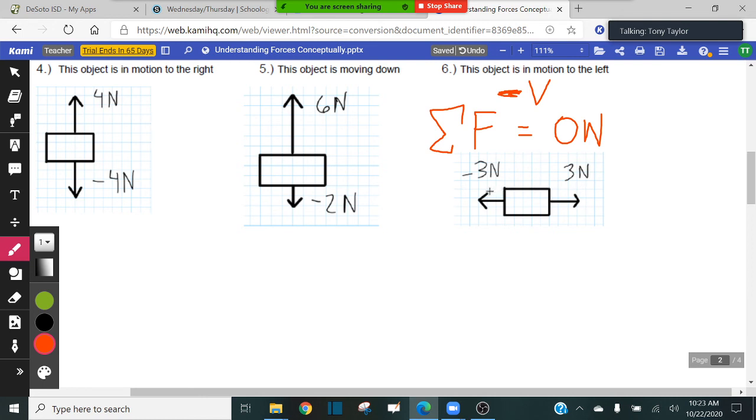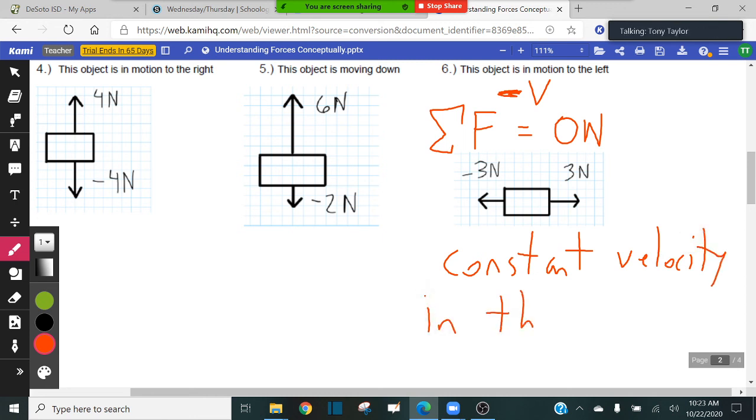So if they balance each other out, what does Newton's first law say? It's an object in motion will stay in motion at a constant velocity. So this object is just staying in motion at a constant velocity in the negative direction because it's moving to the left.